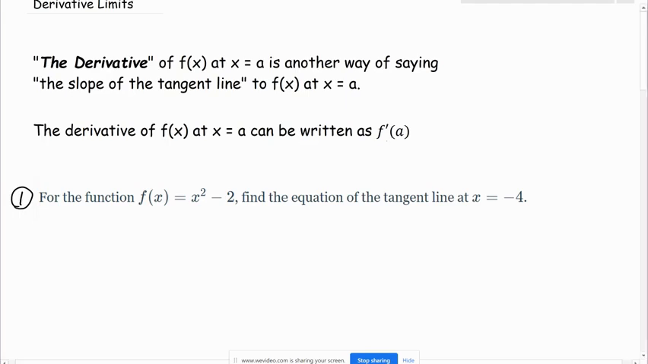And the notation for the derivative, if we want the derivative of f of x at x equals a, we'll simply write it as f prime of a. So when we plug in a number for a, that gives us a slope. We can think of it this way: slope equals f prime of a.